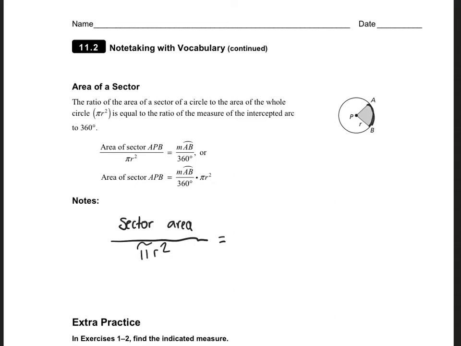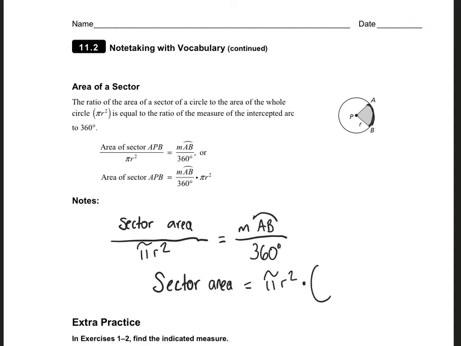So this would be arc AB. So measure of arc AB over 360 degrees. So this is our proportion. It would be sector area over circle area is equal to the arc over 360 degrees. Now, how would you find this? It would just be sector area is equal to the area of a circle, which is pi r squared, multiplied by measure of arc AB over 360 degrees. And this is how you would find sector area.